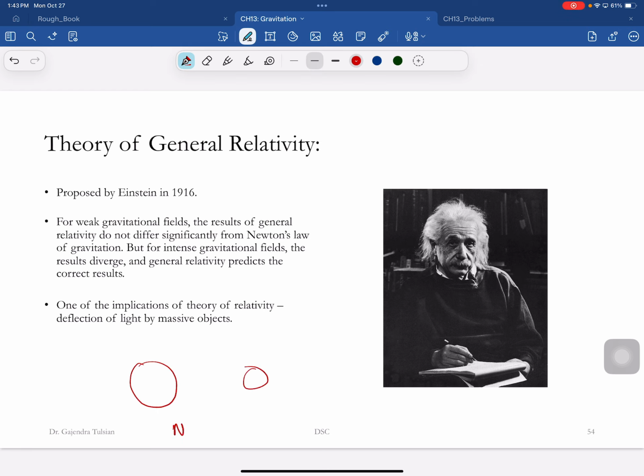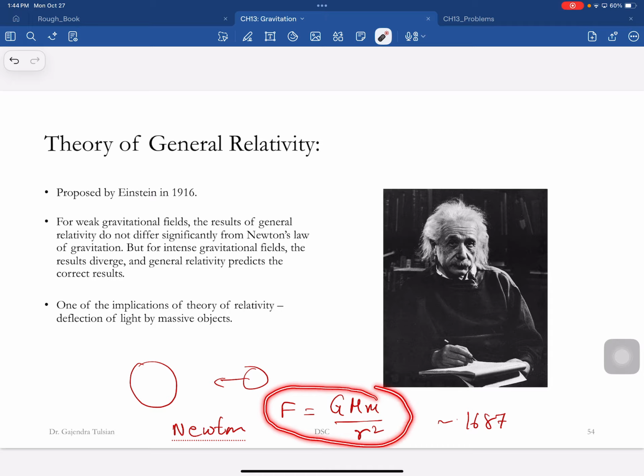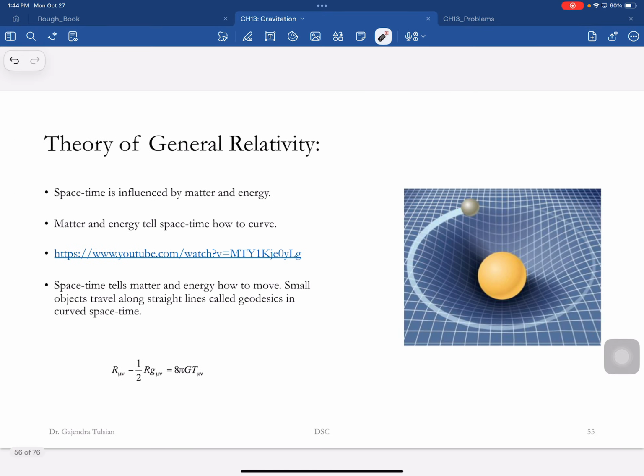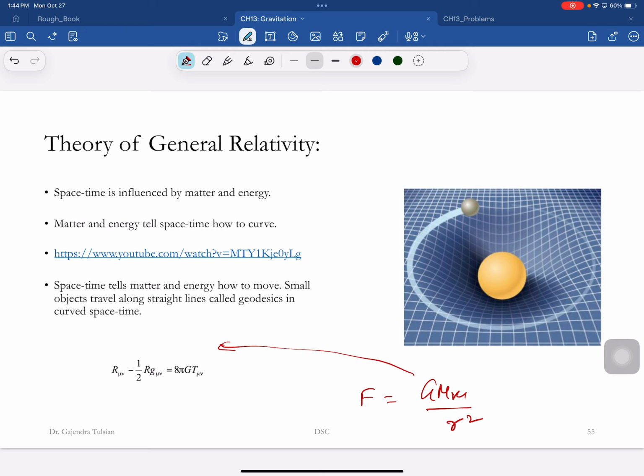Okay, Mr. Newton gave us the magnitude of the force between these two objects as G m m by r squared, in 1687 or something like that. And the next improvement to this law was given by Einstein in 1916. So about 250 years later. And that's the general theory of relativity. And there's his equation. So we graduated from here to here. Took us 250 years.